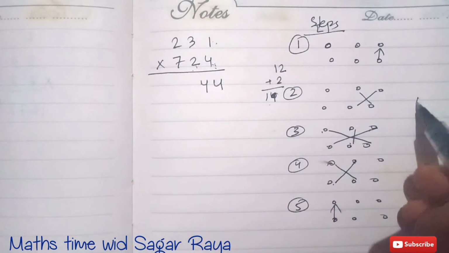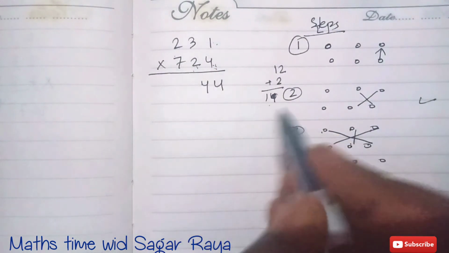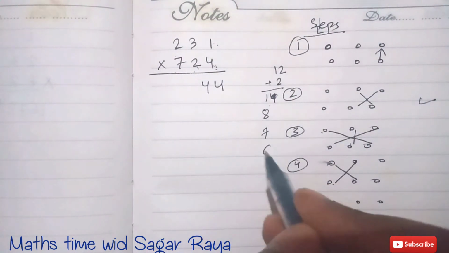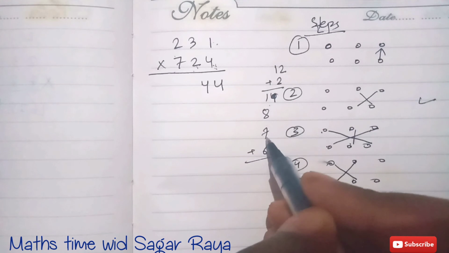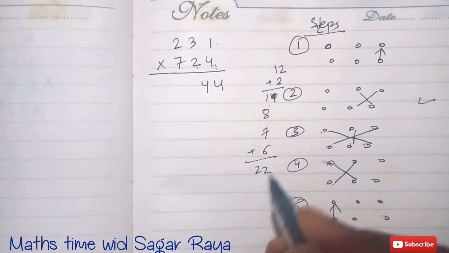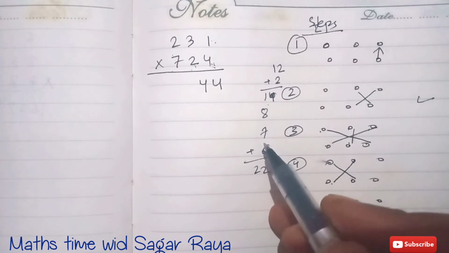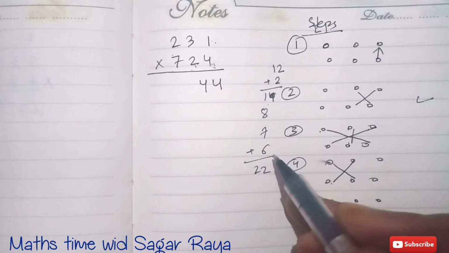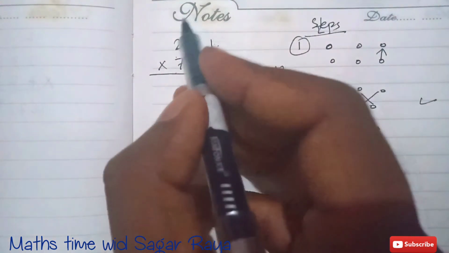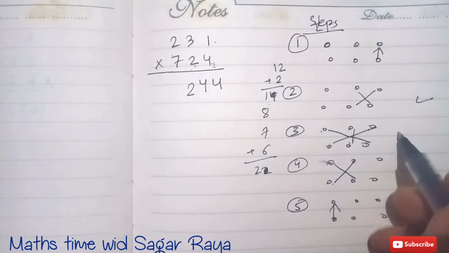Now we did this process also. Now let's do the third step. 4 2s are 8, 7 1s are 7 and 2 3s are 6. So 6 and 7 is 13, 13 and 1 is 14, 14 and 8 is 22. Okay, now just write down 2 and forward the carry. So carry is 2.